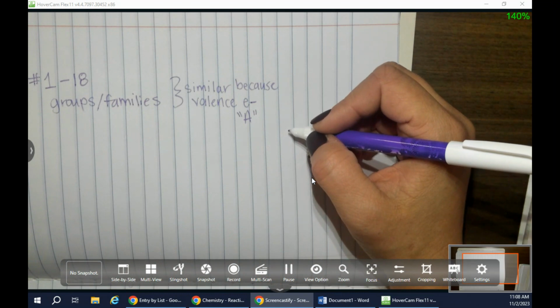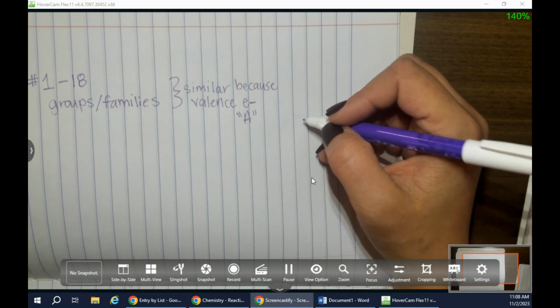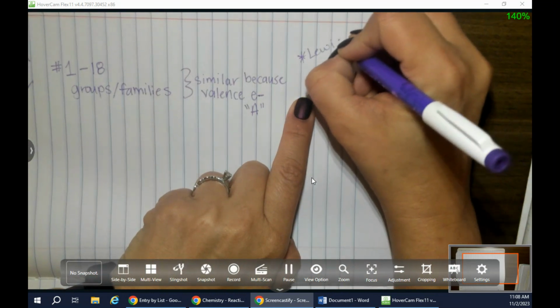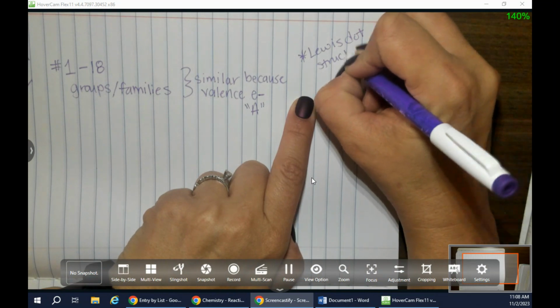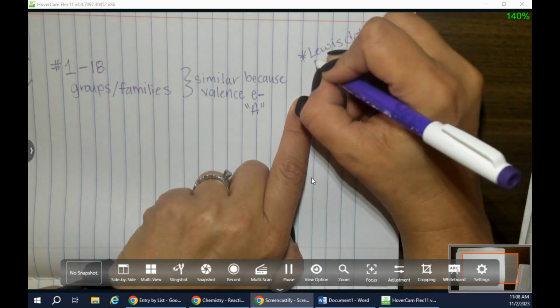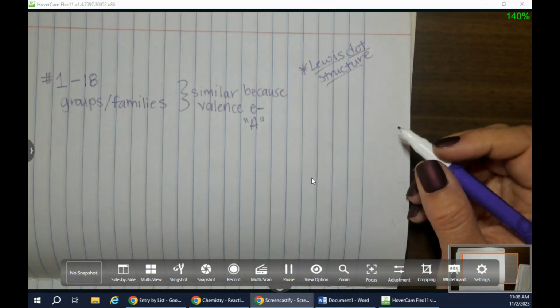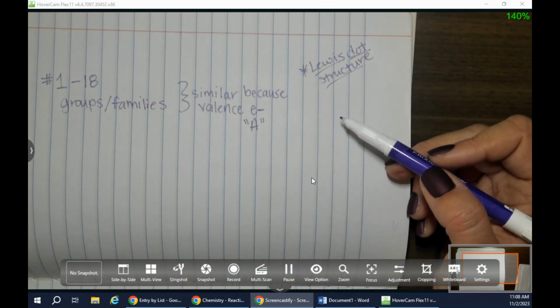So one of the ways that we communicate valence electrons, and you're going to definitely see for the rest of the year as well, is we use these Lewis dot structures. All right, so Lewis structures, so you can say that. That way when you see it and it says, hey, draw the Lewis dot structure, you'll know what you're talking about. All right, so a Lewis dot structure, pretty simple.